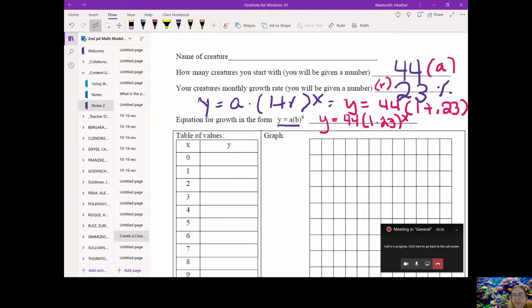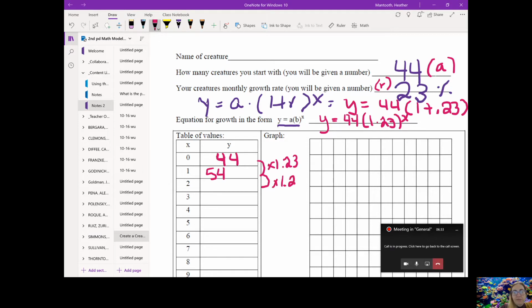Here x equals 0. Of course, at 0 weeks, that's going to be my initial or starting population of 44. And then my equation tells me right here that I'm going to be multiplying by 1.23 to go to each new week. So I'm going to take my 44, multiply it by 1.23. Let's see what that is. And that is going to be 54.12. We'll just go with an even 54. Okay, so my second week, I will now have 54 creatures on the island.